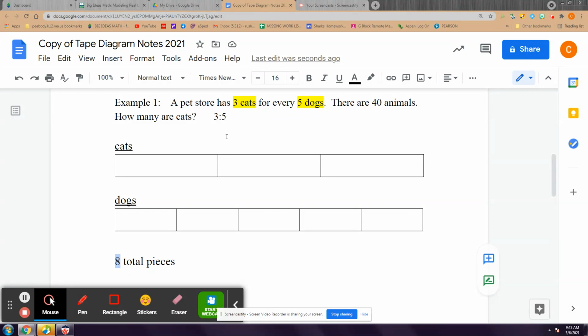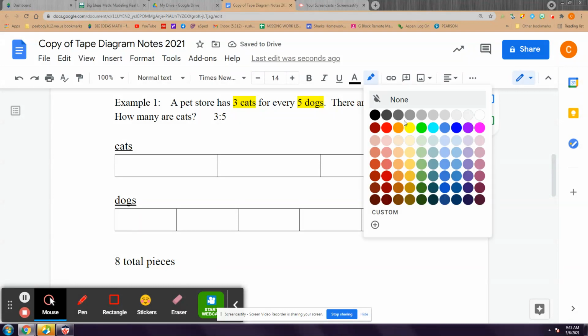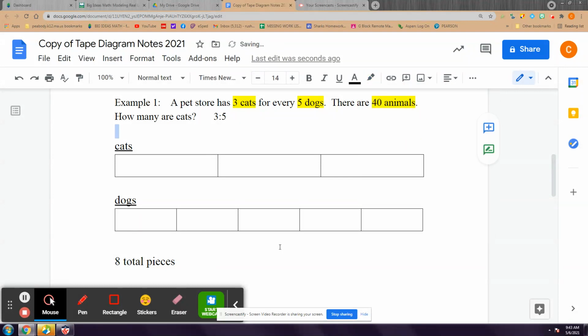Okay, so we want to know how many are cats. So this is the tricky part. So you guys, up here it told us we had 40 animals. I'm going to highlight that. Okay, 40 animals. So I'm going to take the 40 and I'm going to divide it by this 8 because we just found there are 8 total pieces. 40 divided by 8 is 5.